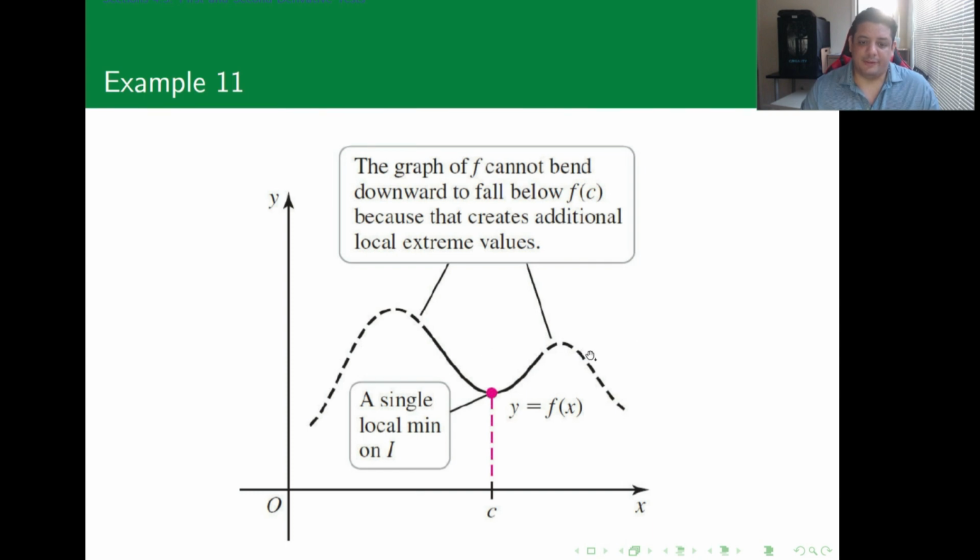One reason why that happens is because when we're close to a local minimum, the graph of the function is not going to bend downward to fall below the value of f of c. That would create additional local extreme values that are not accounted for by this critical point. So around a critical point, if it's a local minimum, then it's going to be the absolute minimum, since there's no chance that the function is going to go down more.